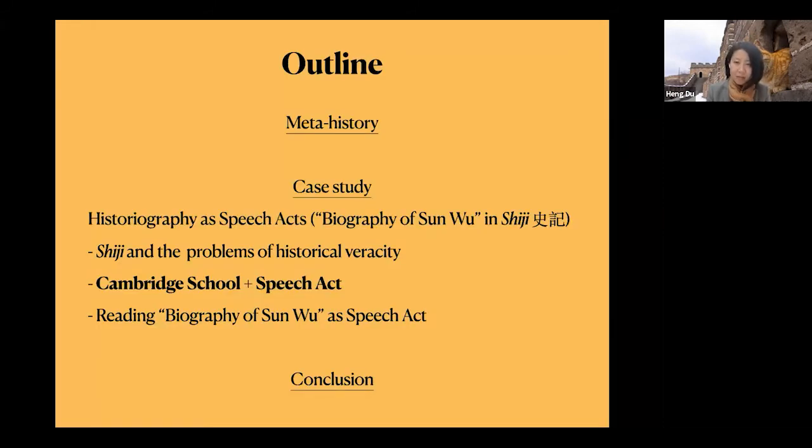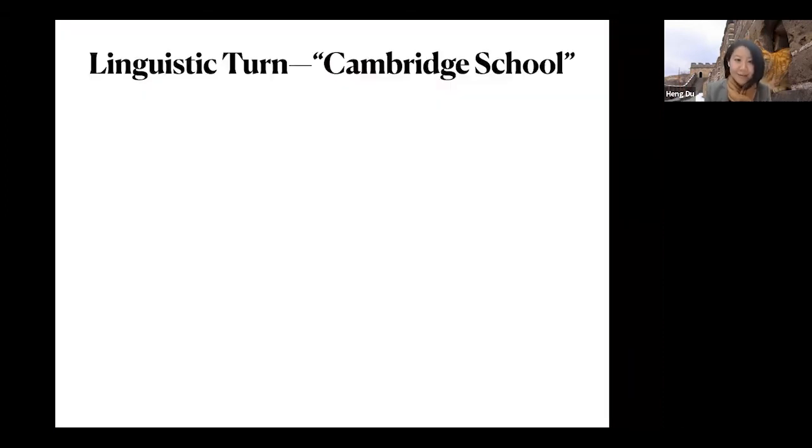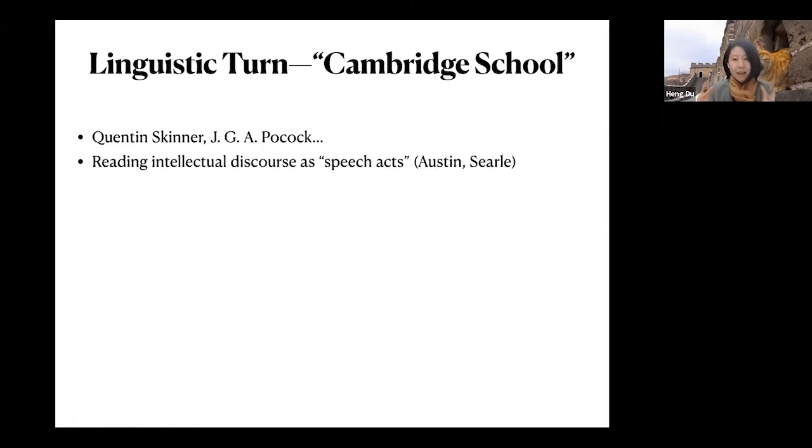So then I'll take a brief detour and then talk a bit more about what exactly these Cambridge School people are. The historians most famously associated with the so-called Cambridge School are Quentin Skinner, J.G.A. Pocock, and so on. They emphasize reading intellectual discourse as speech acts.